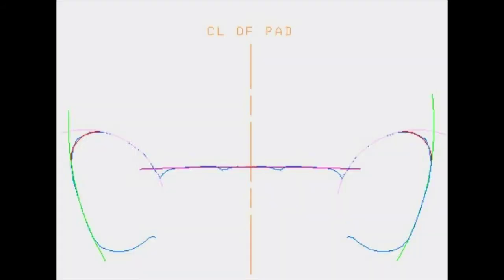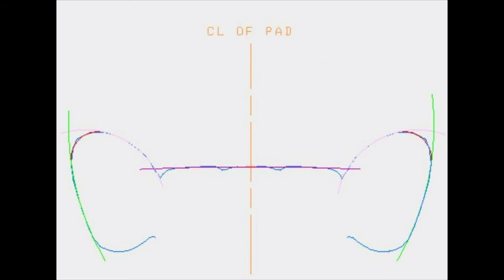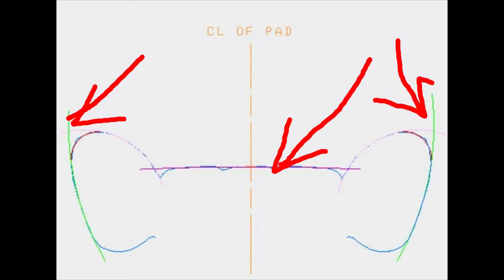The picture you can see on the screen. See the center line of the pad, and from this image you can see the pink line at the center, that is the insert line, and the green sides are the left-hand side of the bolster and the right-hand side of the bolster.